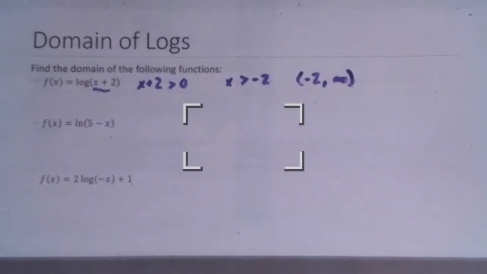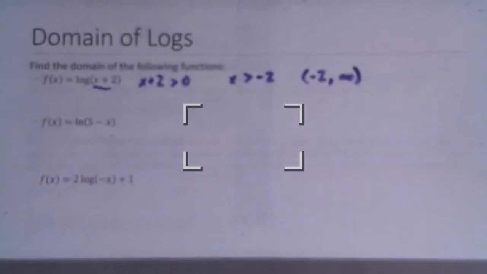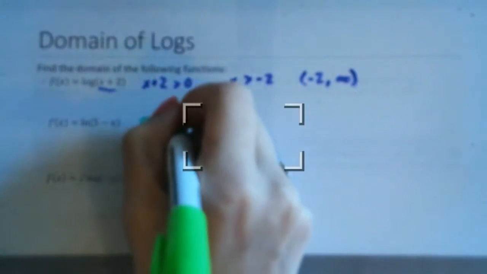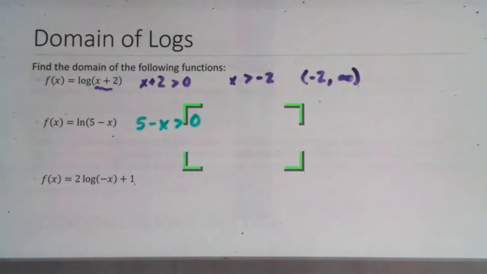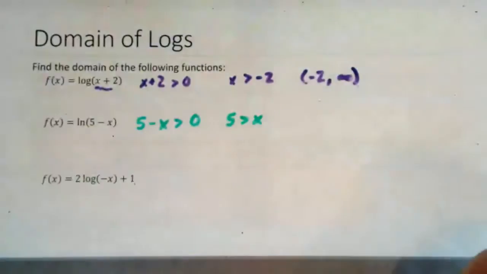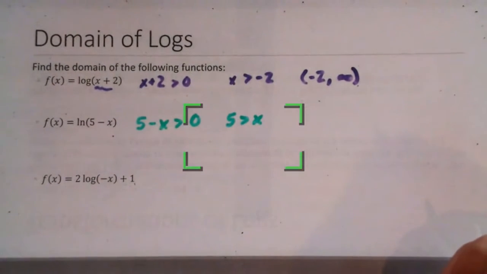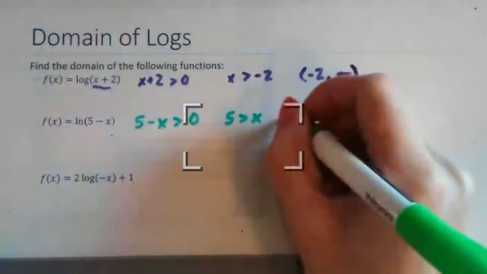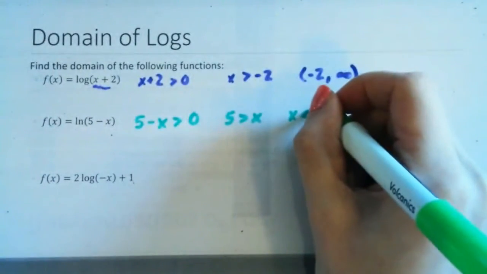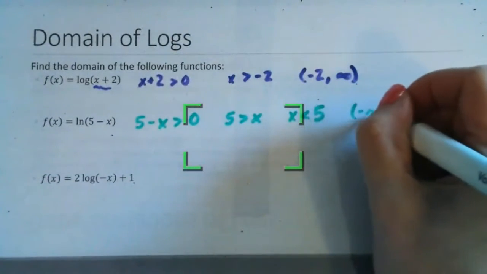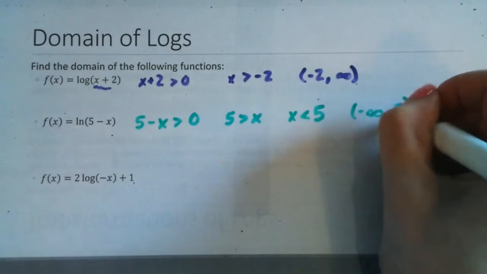In the next one, we're looking at the natural log of 5 minus x. Just like last time, I don't care about anything other than the argument. In this case, that is 5 minus x, and I need it to be greater than 0. If I add the x over, we get 5 is greater than x. But it's kind of hard to read it this way. It's easier to read if the x is on the left. This is saying 5 is bigger than x. So if I flip it, that means x is smaller than 5. So x is less than 5. So our domain would be negative infinity to positive 5.